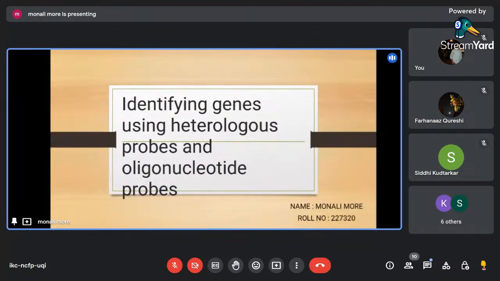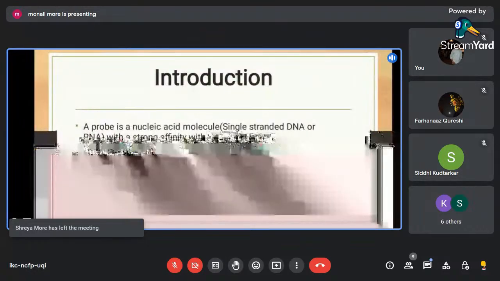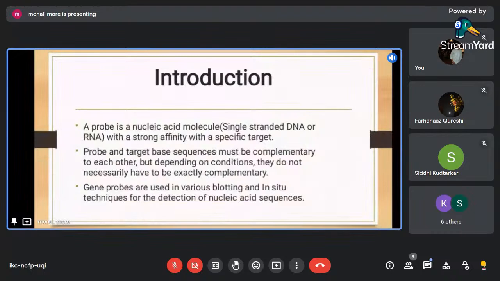Good evening, sir. My name is Monali More. My roll number is 227320. My topic is identifying genes using heterologous probes and oligonucleotide probes. First is the introduction. A probe is a nucleic acid molecule with a strong affinity for a specific target. Probe and target base sequences must be complementary to each other, but depending on conditions, they do not necessarily have to be exactly complementary.